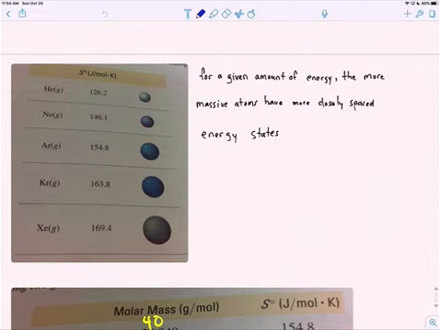Well, for a given amount of energy, the more massive atoms have more closely spaced energy states. This is interesting, and actually this is a proof for the quantization of space-time. What we believe to be called the Planck length, that is the quantization of space-time itself. And one thing with this, that means that things can only exist in certain areas. So space itself is quantized. There are not an infinite number of points in space-time.